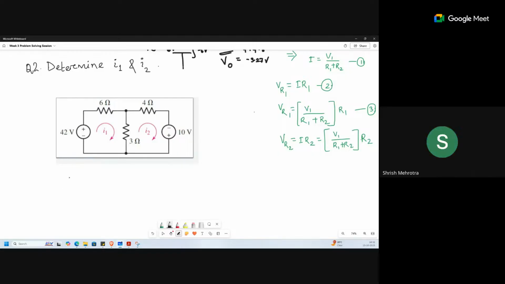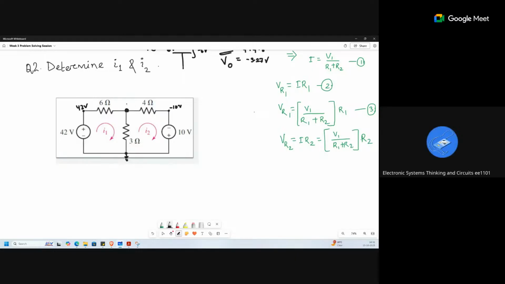Ma'am, first I have taken the node below the 3 ohm resistor as ground. Okay, this one as ground. Good. This is the reference point. Then on the left side of the 6 ohm resistor there will be 42 volts, and on the right side of the 4 ohm resistor there will be minus 10 volts. Very good. And then I have applied KCL at the node between the 6 ohm and 4 ohm resistors.